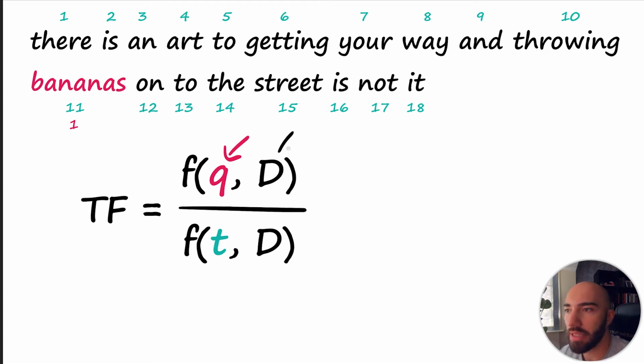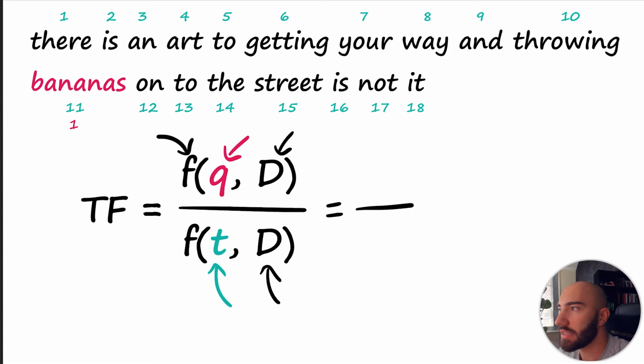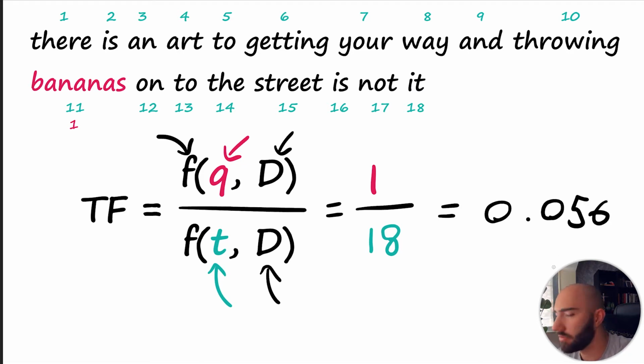So what we have here is this D, which is our document. So we're saying, okay, what is the frequency of the query Q in our document D? Then on the bottom down here, we're saying what is the frequency of all terms in our document D. So if we were to calculate this, we would get 1, because we only have our one query. Our query in this case is bananas, divided by 18, which is the total number of terms in that document. And that will give us 0.056. So that's our term frequency, which is half of TF-IDF.